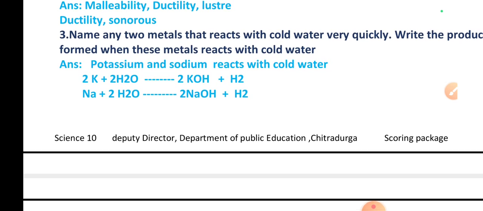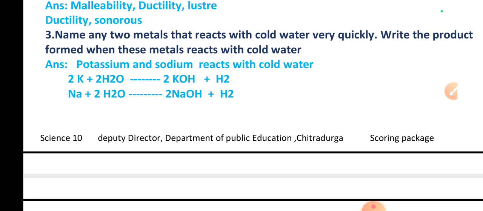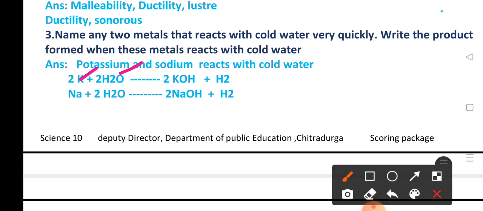Name any two metals that react with cold water very quickly. Write the product formed when these metals react with cold water. For example, potassium and sodium are highly reactive elements. They react with cold water also. When potassium reacts with water, it gives potassium hydroxide with liberation of hydrogen gas.